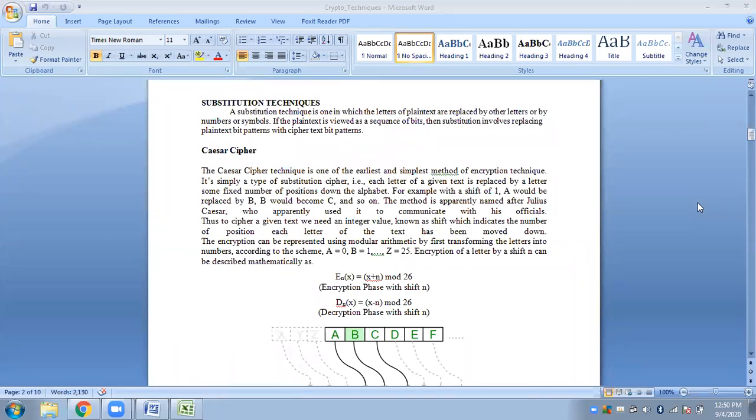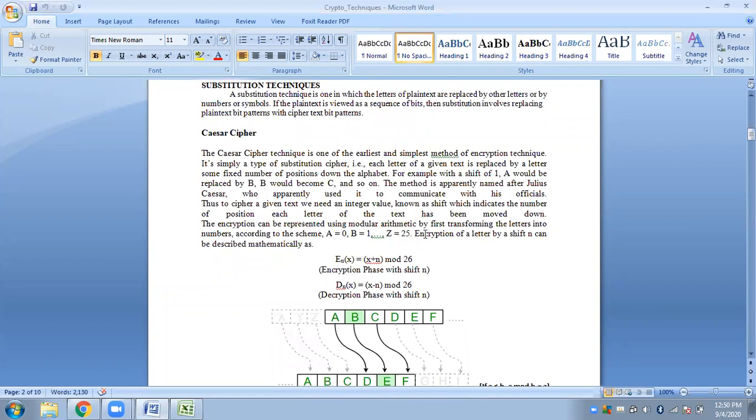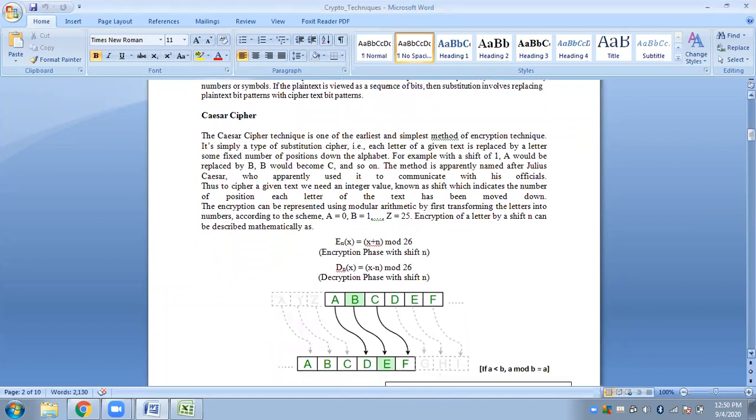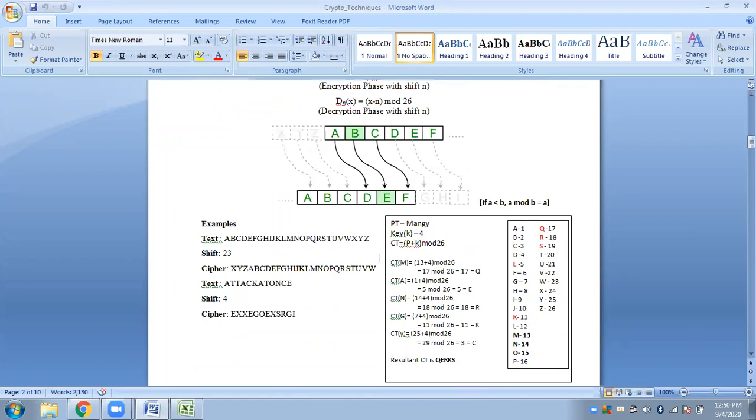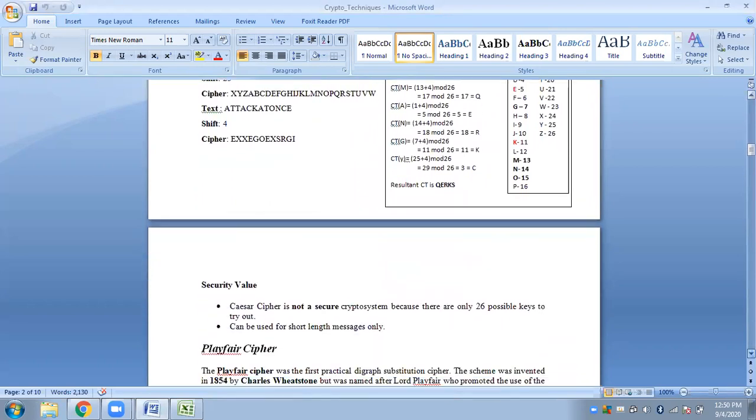That is what substitution technique is all about, and this is one of the techniques of symmetric key encryption. Symmetric key encryption has two types of techniques: one is substitution technique and one is transposition technique. We covered substitution technique. In substitution techniques we have different types, of which we discussed only two. One was the Caesar cipher, where we replace the plain text characters with the ciphertext characters based on the formula (p + k) mod 26. We also went through the disadvantages of this technique.